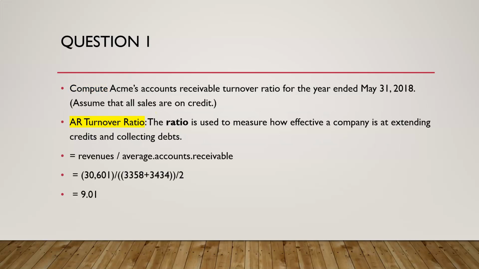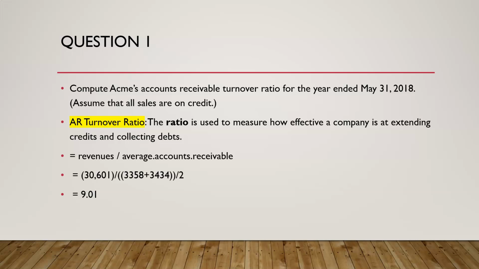Now, our first question was: compute Acme's accounts receivable turnover ratio for the year ended May 31, 2018, assuming that all sales are on credit. So since all sales are on credit, that means we did not receive any cash, so it's accounts receivable. So we need to calculate the accounts receivable turnover ratio.